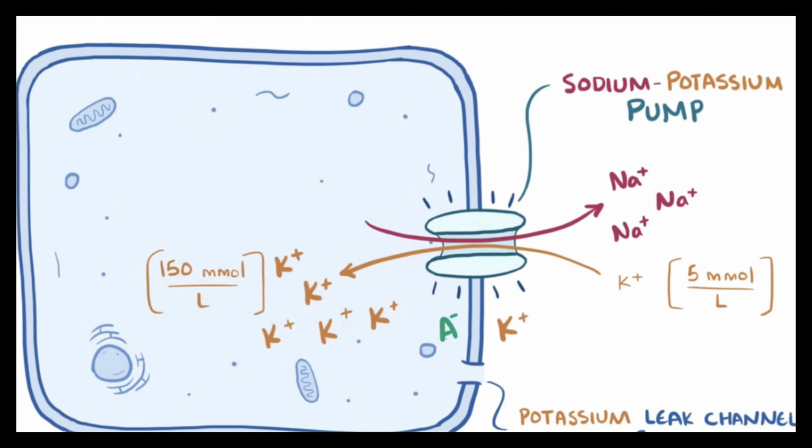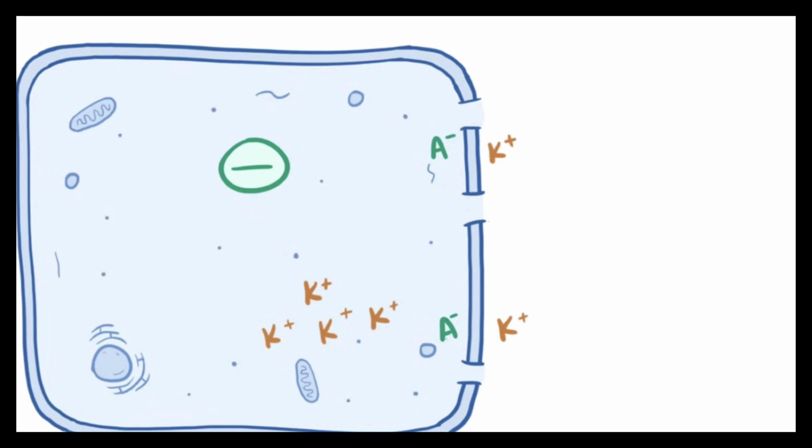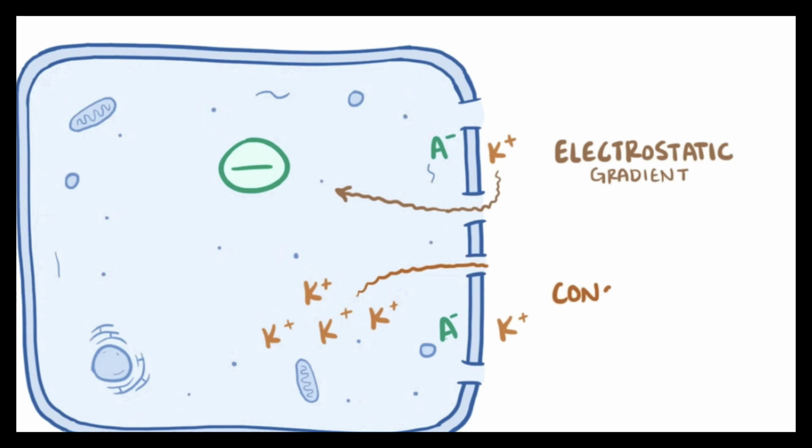Over time, as more potassium ions leave the cell, a negative charge builds up within the cell, and this starts to attract positively charged potassium ions back into the cell. And this is called the electrostatic gradient. This electrostatic gradient is established with the movement of relatively few ions, so it doesn't upset the overall concentration gradient that was already established.